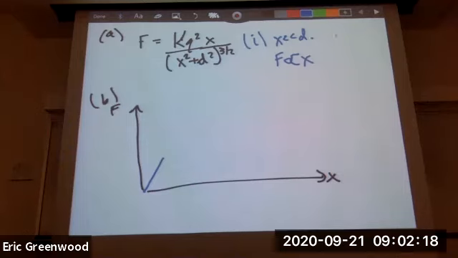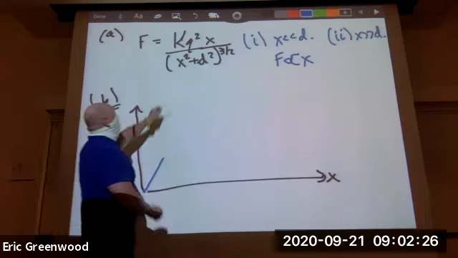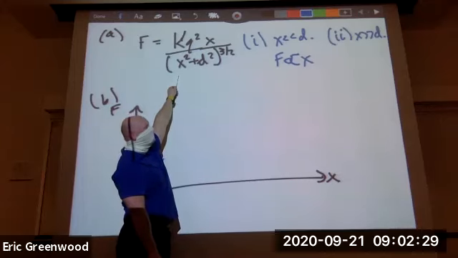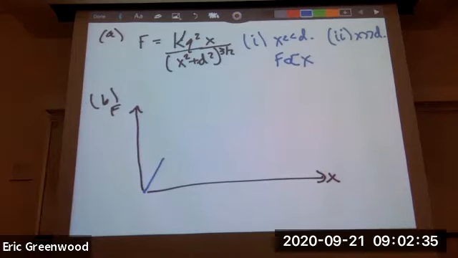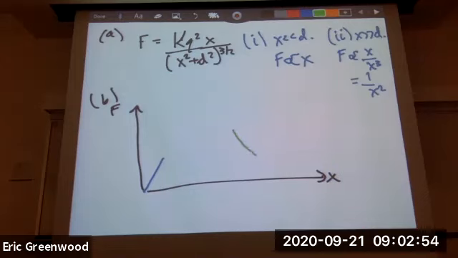Now the other extreme we can look at is what happens when x is much, much bigger than d. Well, if x is much, much bigger than d, then x squared is much, much bigger than d squared, which means the denominator simply becomes x squared raised to 3 halves, which is the same thing as x cubed. So for large values of x, this thing is proportional to x divided by x cubed, which is simply 1 over x squared. So for large values of x, it has to look like 1 over x squared, something like this.